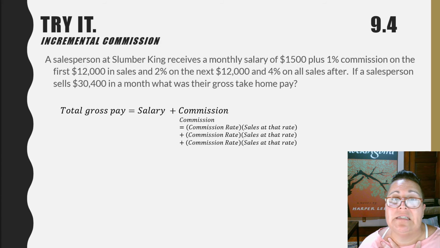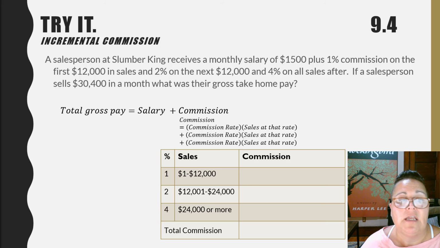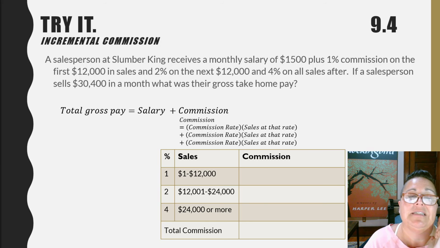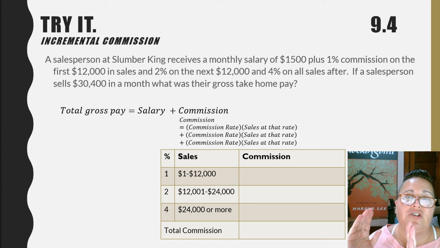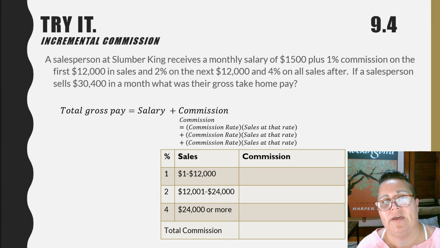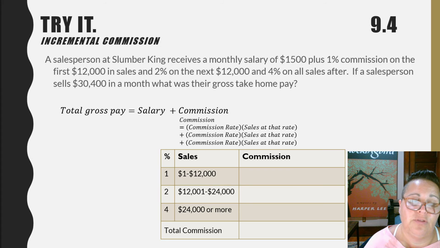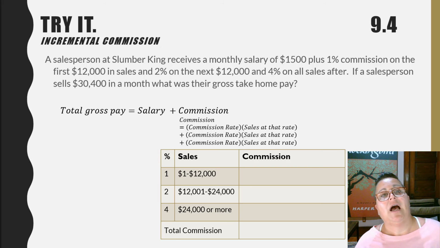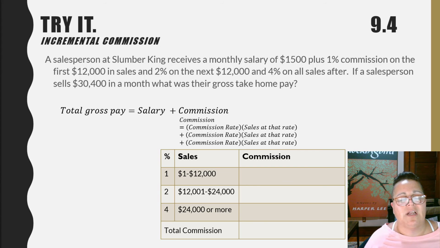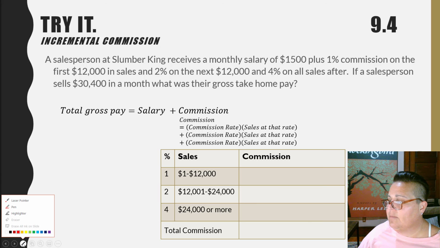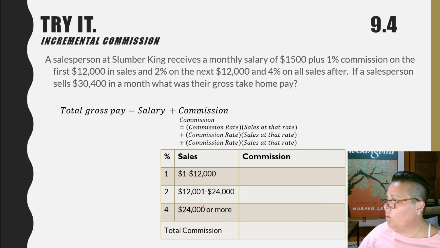The easiest way for me to do this is to create a little chart. In the chart, the percent commission on the first tier is 1%, and that's from $1 to $12,000. The second tier is a 2% commission, and that's from $12,001 to $24,000, or the next $12,000. Tier number 3 is a 4% commission on anything over $24,000. So it should really say $24,001. Let me add the 1. Okay, I'll fix that before I post.